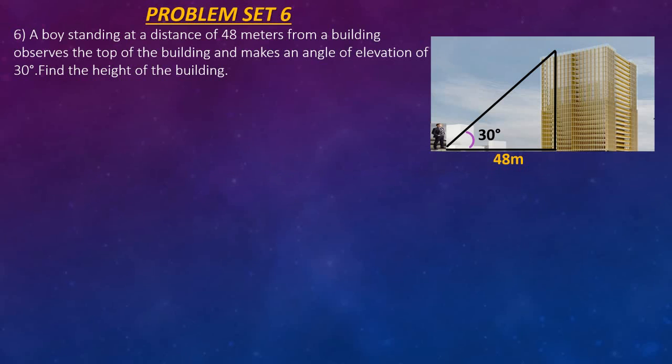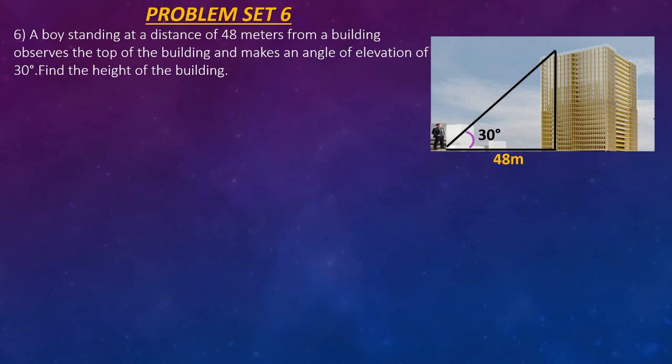Problem set 6, question number 6. A boy standing at a distance of 48 meters from a building observes the top of the building and makes an angle of elevation of 30 degrees. Find the height of the building.